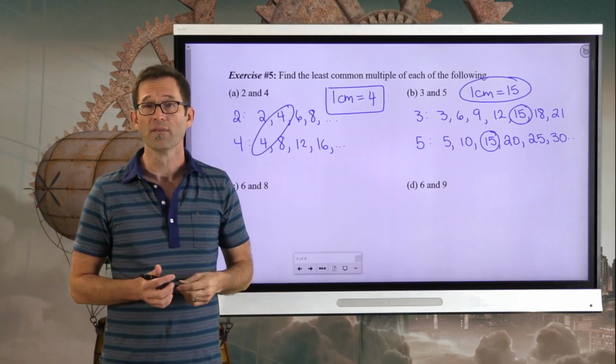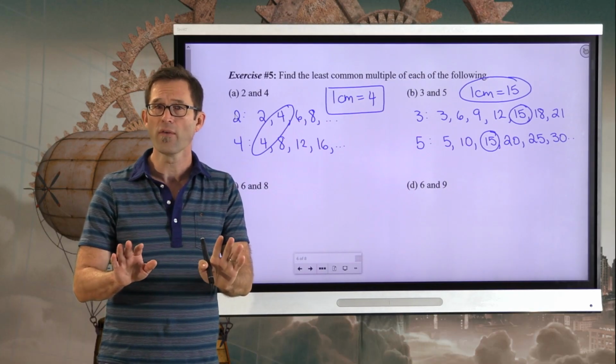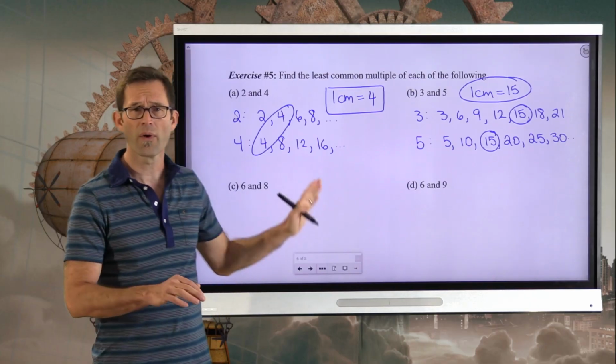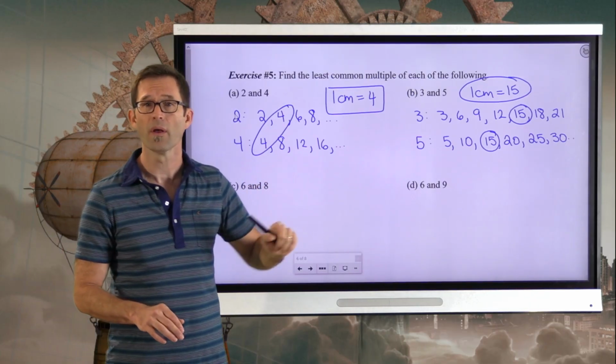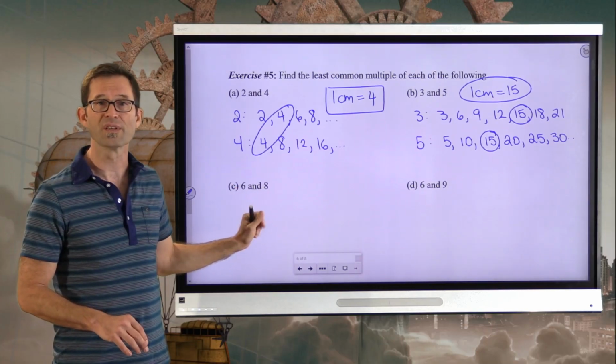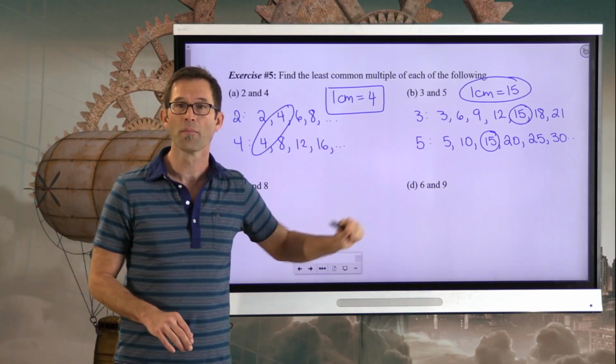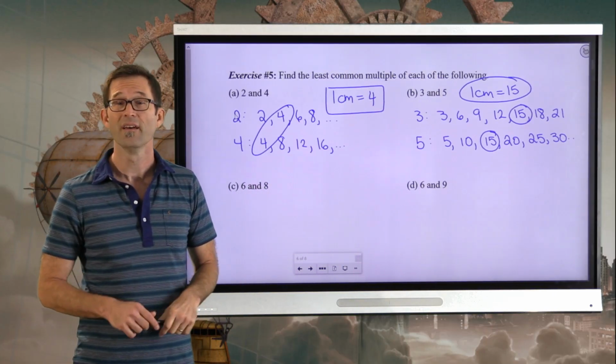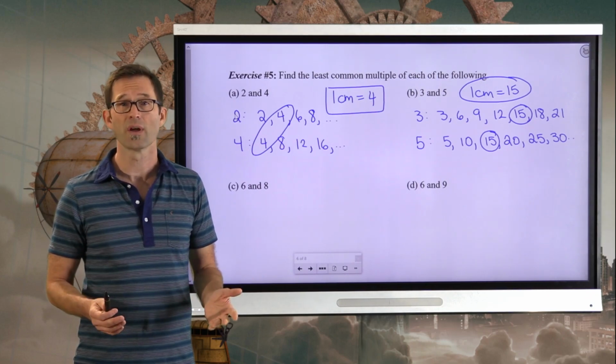We haven't talked about division yet, so I'm kind of shying away from that a little bit. All right, I'd still like you to just list them out. So take a little bit of time and figure out what the least common multiple of 6 and 8 is and what the least common multiple of 6 and 9 is. Pause the video now and take as much time as you need.